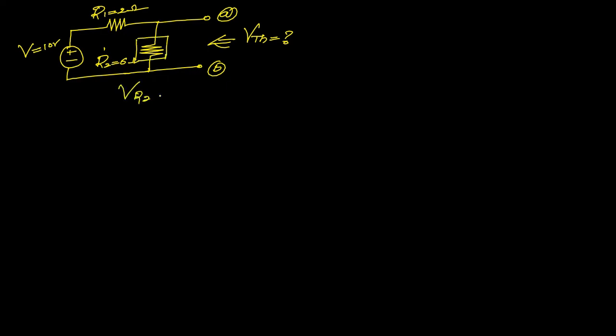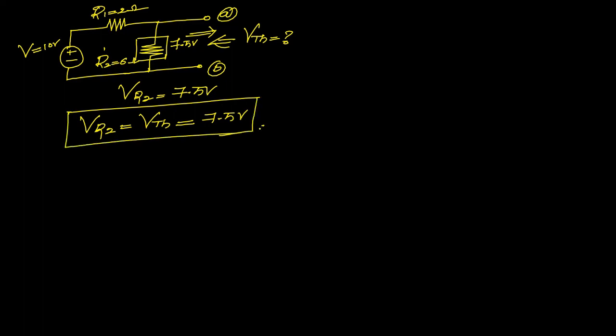Now the voltage drop we are getting across R2, VR2, is 7.5 volts. This voltage directly appears across terminals A and B. So the voltage across R2 is equal to the voltage across terminals A and B. That is the reason why the value of 7.5 is also called the Thevenin's voltage. Clear? So the calculation of Thevenin resistance across terminals A and B is over, and the value of VTH, the Thevenin voltage across terminals A and B, is over.